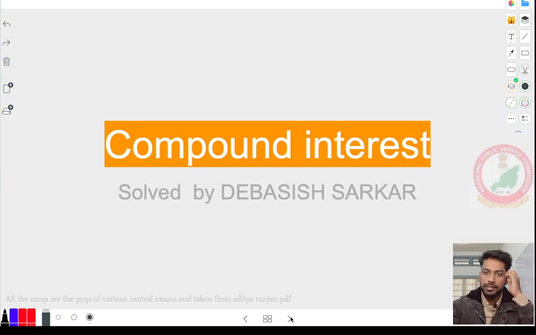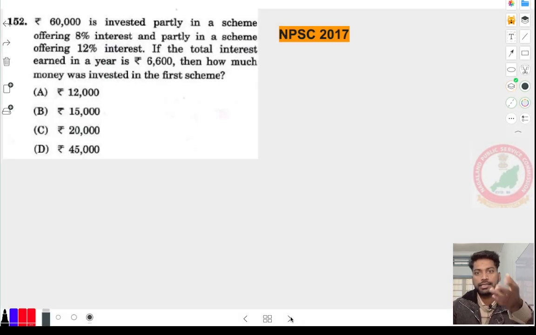Chalo. First question, it's in Npsc 2017. The question says that 6,000 is invested partly in a scheme offering 8% interest and partly in a scheme offering 12% interest. If the total interest earned in a year is 6,600, then how much money is invested in the first scheme? देखो क्या हो रहा है ना, just see.